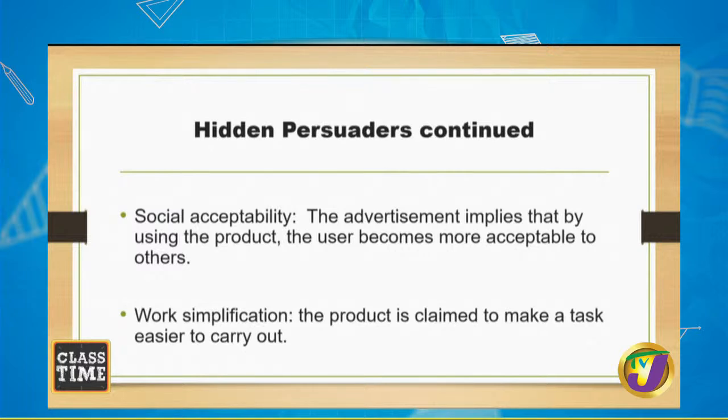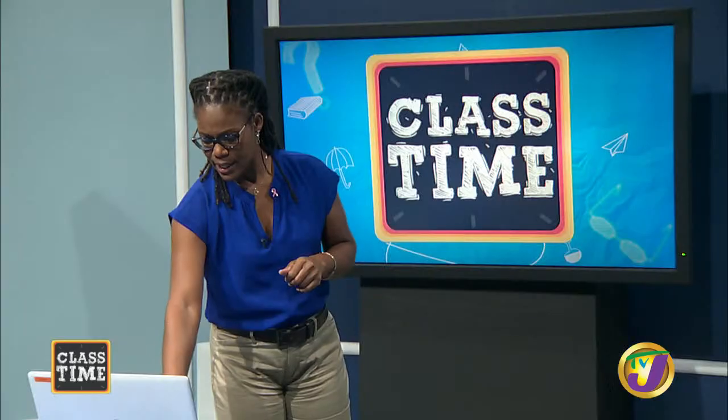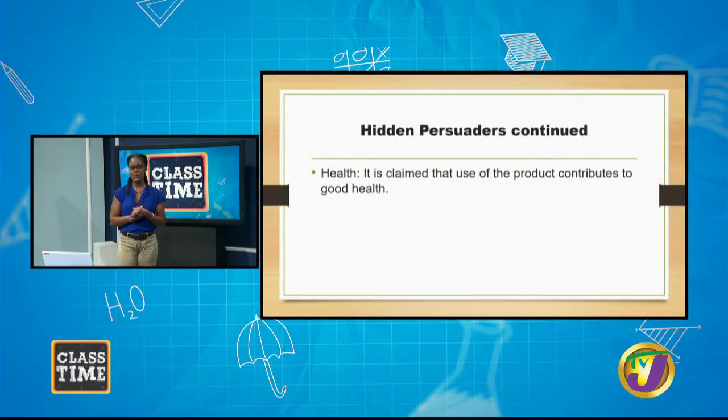Social acceptability. Now, the advertisement implies that by using the product, the user becomes more acceptable to others. So, for example, the type of bag that you take to school, the shoes that you wear, right? You become more socially acceptable. The type of car that you drive, you're now a part of a particular crowd because of the type of car that you drive. Now, work simplification is another hidden persuader, and the product is claimed to make a task easier to carry out. So, for example, a product that makes dusting easier, washing, cleaning, even cooking. So you can think about an advertisement that makes cooking seem easier. And the final one that we will look at is health. It is claimed that use of the product contributes to good health.